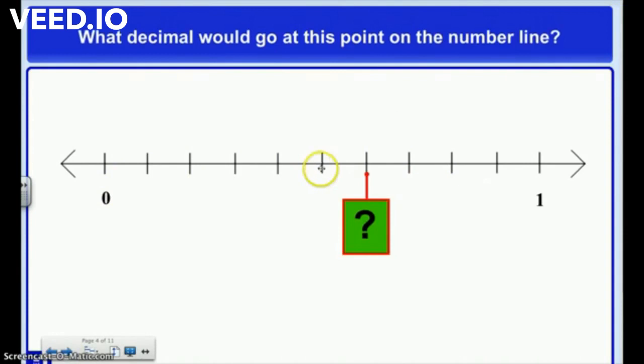Next, what decimal would go here? So if this is 1/10, 2/10, 3/10, 4/10, 5/10, this should be 6/10, 7/10, 8/10, and 9/10. So this is going to be 6/10. You can also write it as 60/100ths, or if you're being fancy, you can do 6/10 as a fraction.